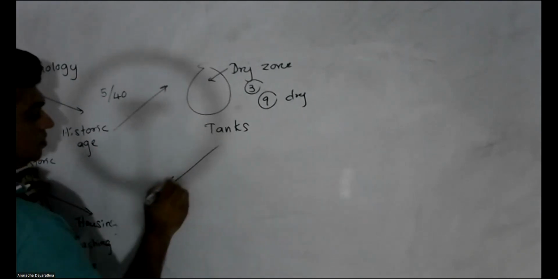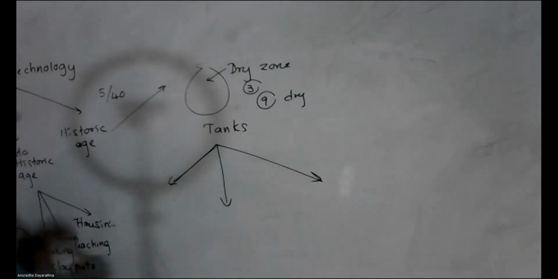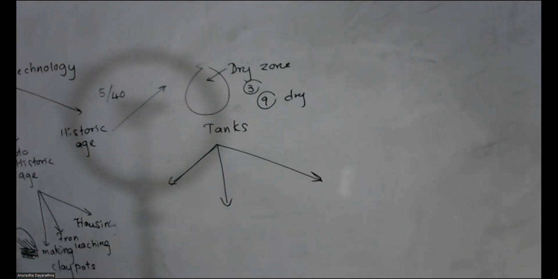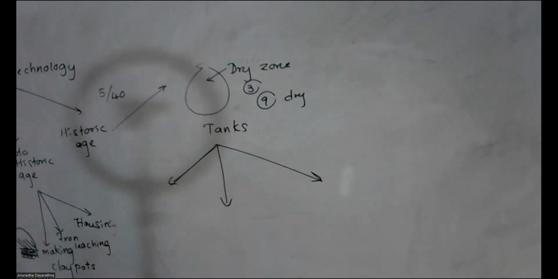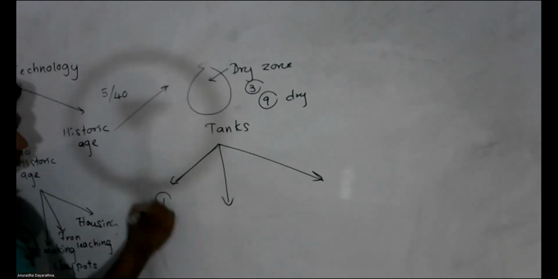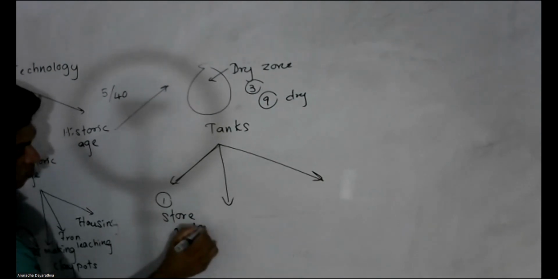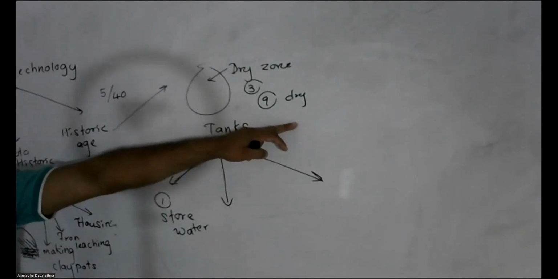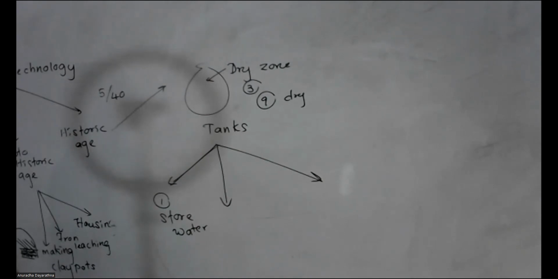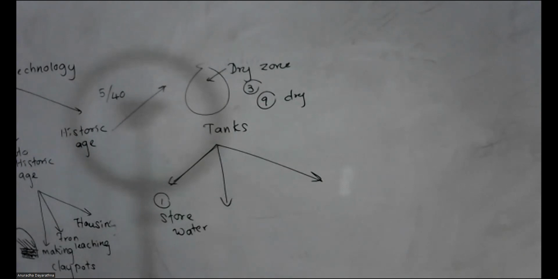When you read the objectives, this is one question. They will ask you to explain 3 objectives of constructing tanks. Why did they construct large tanks? One objective was to store water, to be used during the 9 dry months, since there is rain for only 3 months. So, store water for agricultural activity. This is something very easy for everyone to understand.